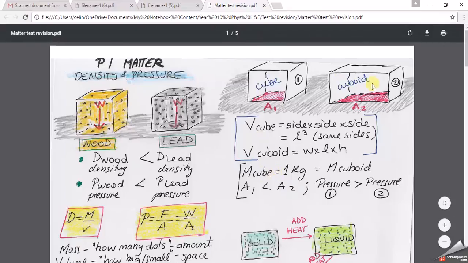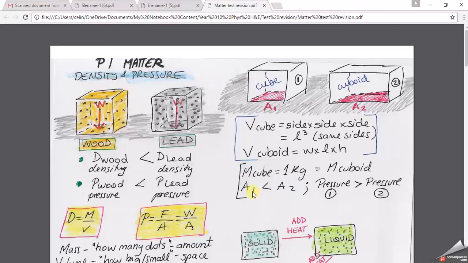Now, if the masses of the cube and the cuboid are the same, so the mass of the cube is 1 kilogram, the same as the mass of the cuboid. Looking at the definition for pressure, pressure equals force over area equals weight over area. For the same mass, the one that has less area will have a higher pressure. The cube is standing on the desk on the lower area, the area of the cube is smaller than the area of the cuboid, 1 versus 2. That means the pressure of the cube will be larger than the pressure of the cuboid on that specific desk.